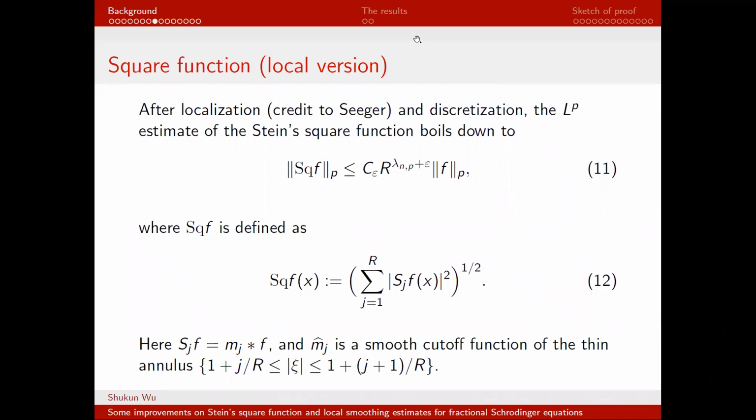So this is basically how I try to understand the square function. It's a collection of annuli. You need to take care of a collection of annuli, which are all neighborhoods of spheres. I think that's the better way to understand it.